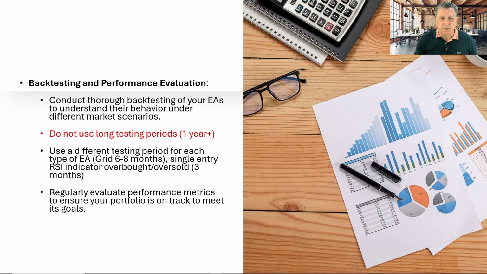For example, on the single entry, the RSI indicator, so overbought, oversold, we don't go that far back at all. We are only using 2 or 3 months because this will also change as the market is changing. So there's no point in looking at this. That will actually only confuse you even more. You have to be ready with these shorter testing times for some of these EAs in order to actually maximize and get the most out of the individual EAs.